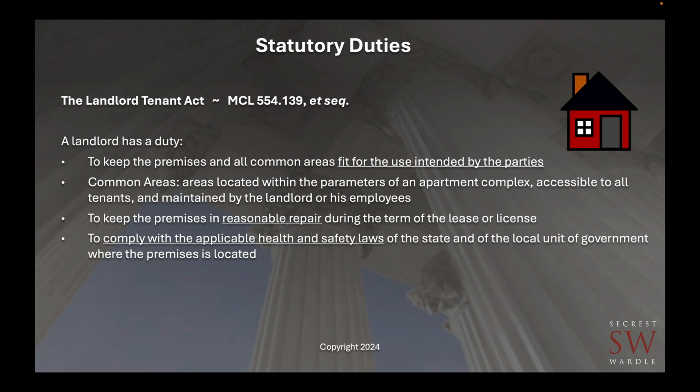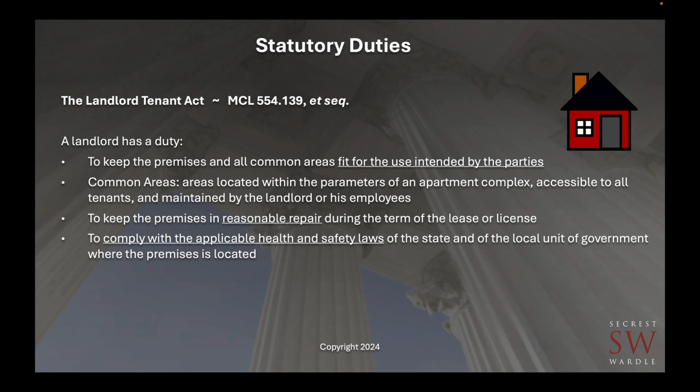A landlord's legal obligations when it comes to premises liability are governed by the Landlord-Tenant Act, MCL 554.139. Generally speaking, a landlord has the duties listed here on this slide. They must keep the premises and common areas fit for their intended use, keep the premises in reasonable repair, and comply with state and local laws pertaining to health and safety.